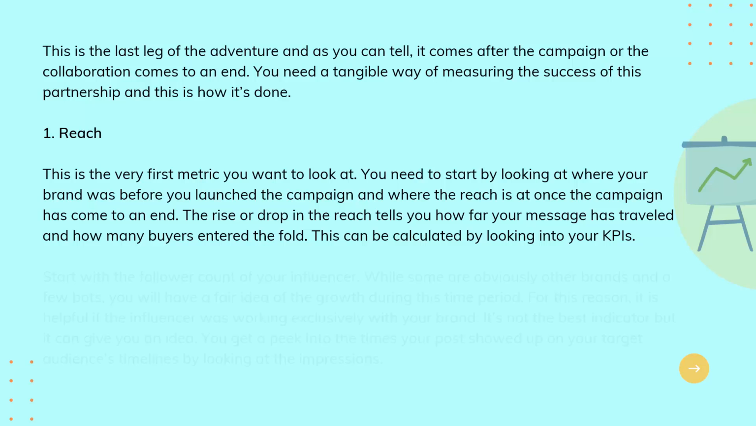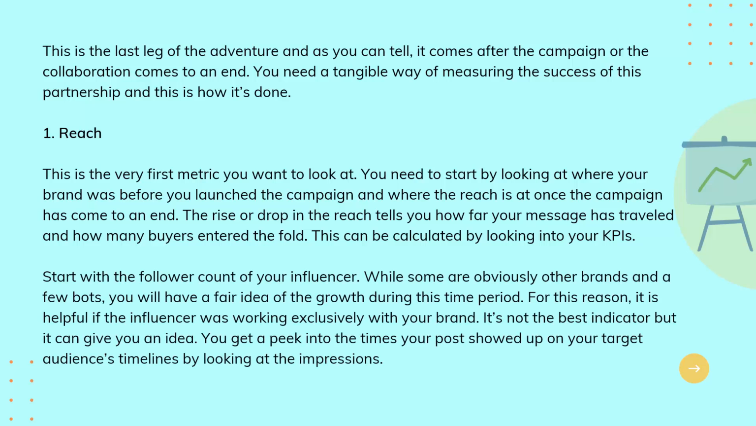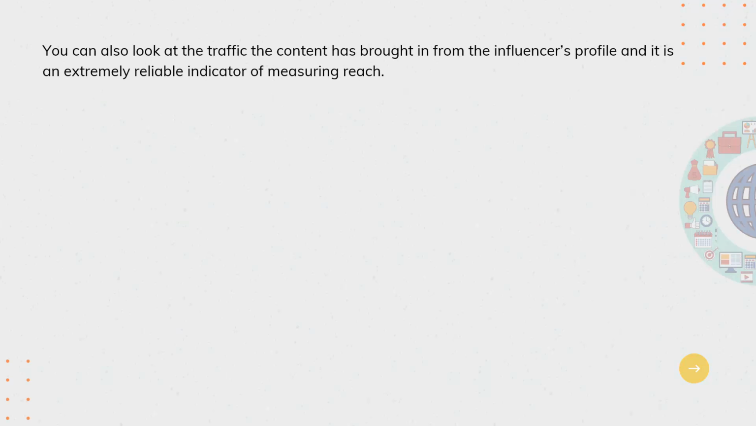Start with the follower count of your influencer. While some are obviously other brands and a few bots, you will have a fair idea of the growth during this time period. For this reason, it's helpful if the influencer was working exclusively with your brand. It's not the best indicator, but it can give you an idea. You get a peek into the times your post showed up on your target audience's timelines by looking at the impressions. You can also look at the traffic the content has brought in from the influencer's profile, and it is an extremely reliable indicator of measuring reach.